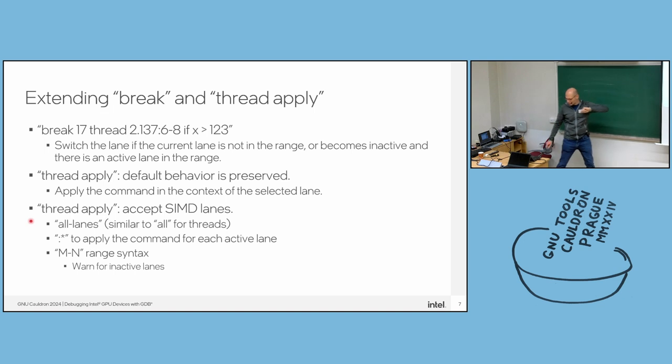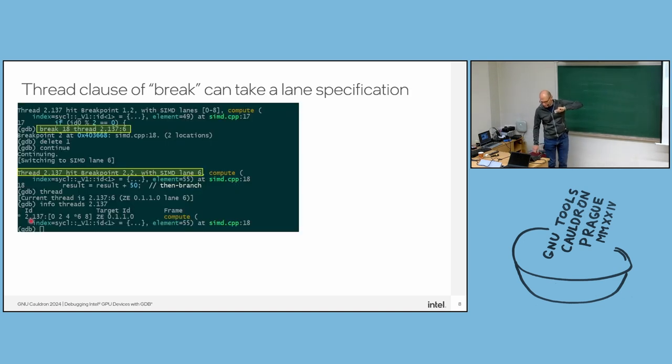Here are some examples. First, the break. I said here, okay, I want a breakpoint at line 18 for lane 6. It could be a range, but for simplicity, this is a single lane in this case. And then when we continue, we hit that lane and switch to that context. Although the breakpoint is also hit for other lanes.